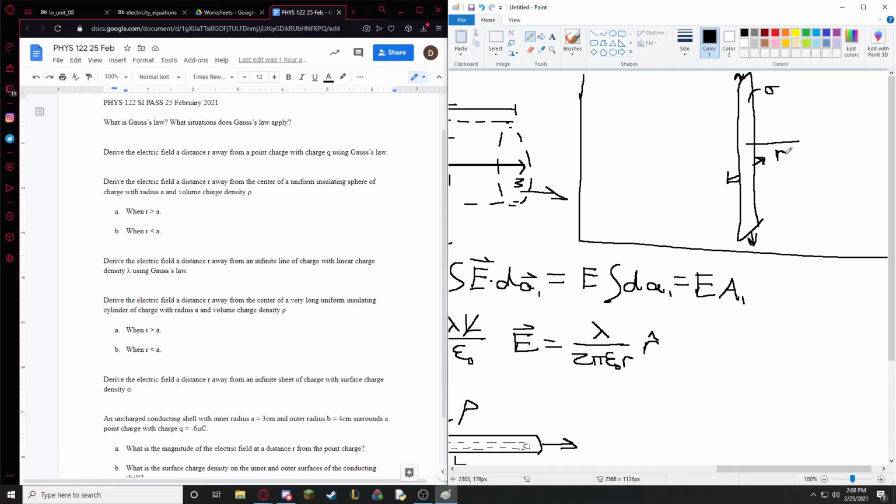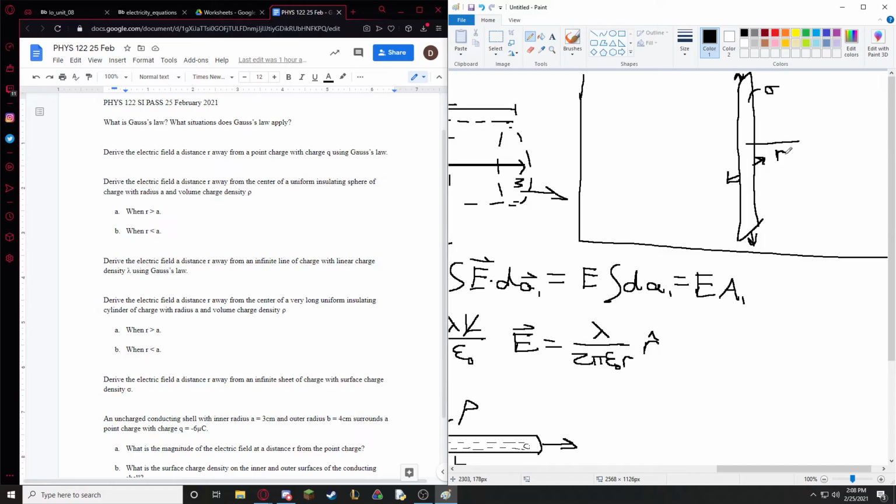Planar? Debated. Nah, it's not another plane. So we want to draw a Gaussian surface that is, one, symmetrical on both sides of our sheet of charge, and two, has all surfaces either parallel or perpendicular to our electric field.